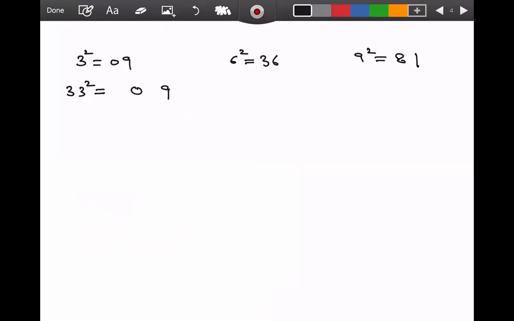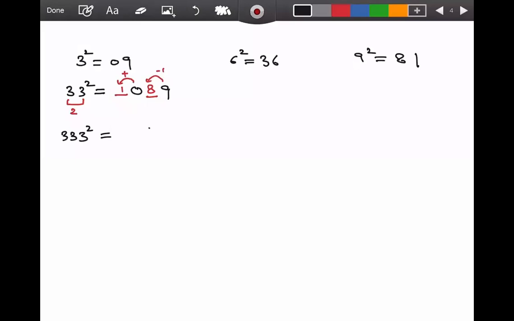Thirty plus 3 whole square. Achha, see, how many digits are there? 2. So we will put 1, 2 minus 1, 1 blank here and 1 blank here. Which digit is just before 9? 8. Which digit is just after 0? 1. Simple.